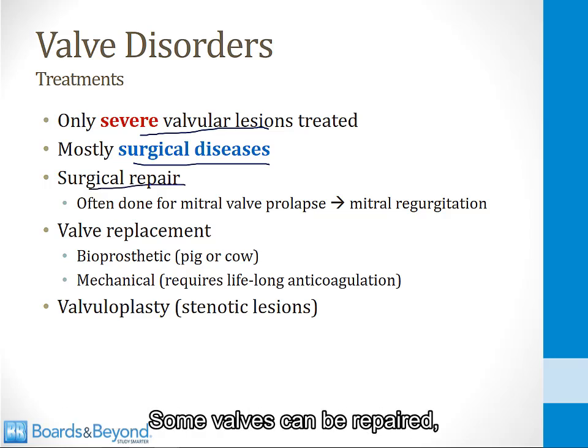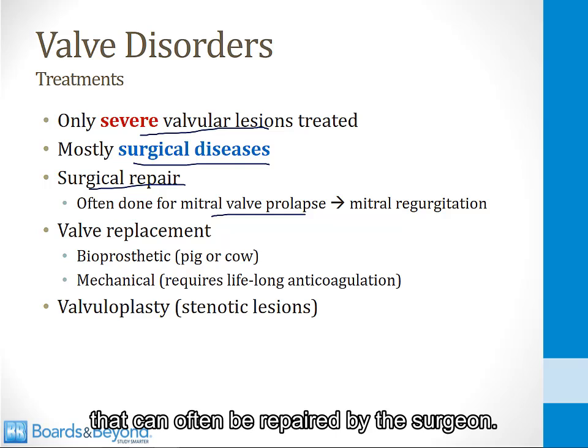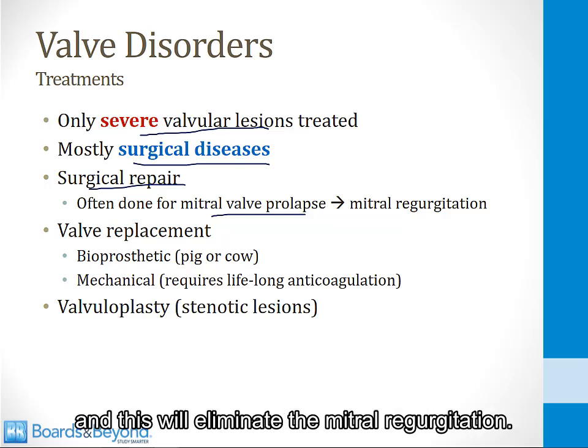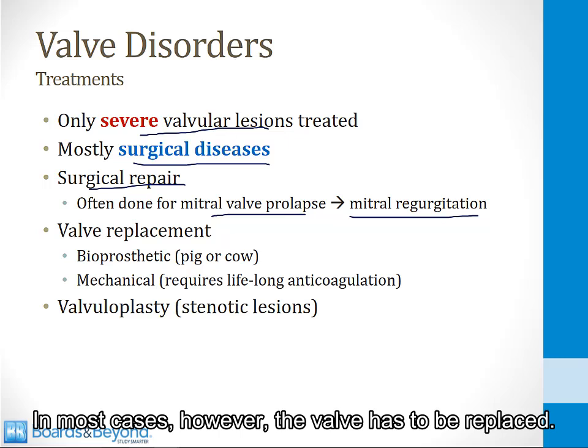Some valves can be repaired, especially mitral valve prolapse, which is a classic valvular lesion that can often be repaired by the surgeon. The surgeon can cut out the prolapsed section of the valve and tighten it up, and this will eliminate the mitral regurgitation. In most cases, however, the valve has to be replaced.